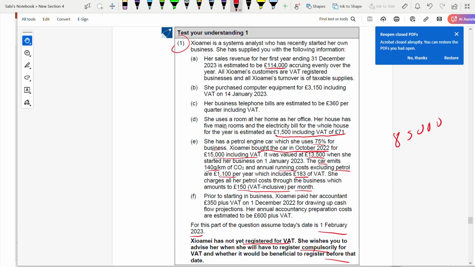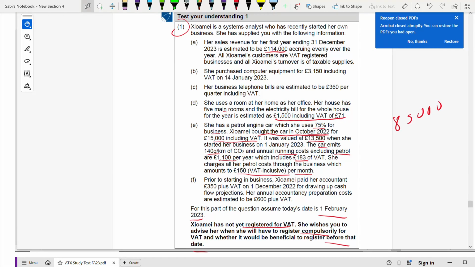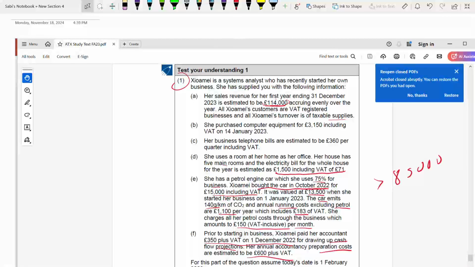Now, prior to starting business, she has paid her accountant 350 plus VAT on 1st December 2022 on drawing up cash flow projections. Her annual accountancy preparation costs are estimated to be 600 plus VAT. So looking at this amount, 114,000 taxable turnover, it says all are taxable. It exceeds 85,000. So they have to compulsorily register for VAT. On which date? Her sales revenue for the first year ending 31st December 2023.